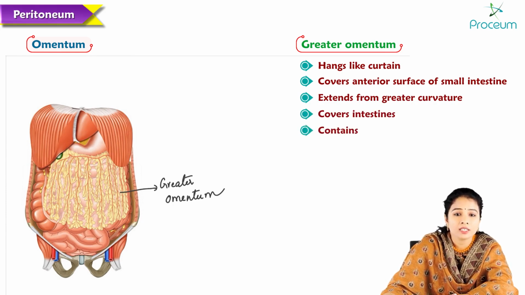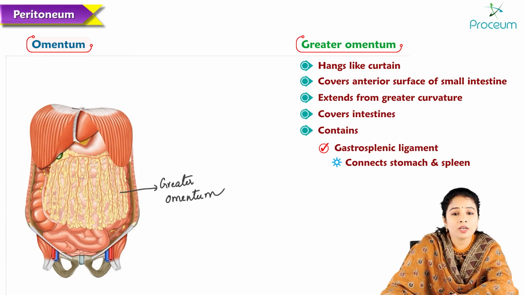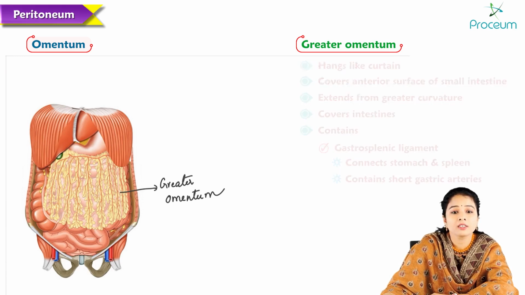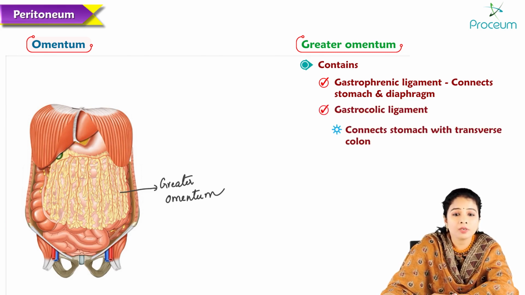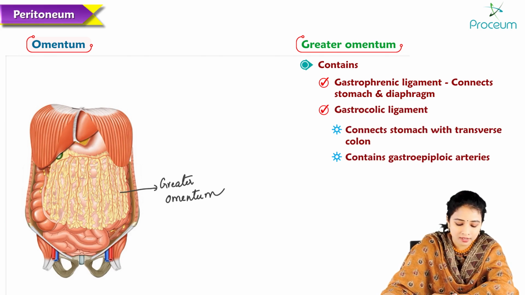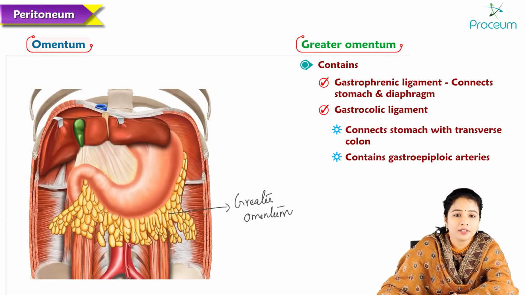It contains gastrosplenic ligament which connects the stomach and the spleen, and this gastrosplenic ligament contains the short gastric arteries. Gastrophrenic ligament, it connects the stomach and the diaphragm, and gastrocolic ligament, it connects the stomach with the transverse colon and contains gastroepiploic artery. So that was about the greater omentum.